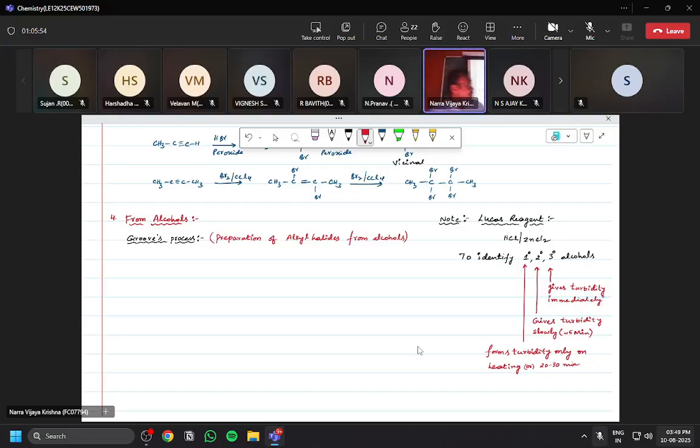Right? In all the three cases, the turbidity is due to formation of alkyl halide only. Due to formation of alkyl halide only, we are getting the turbid solution. Now coming to Groove's process.